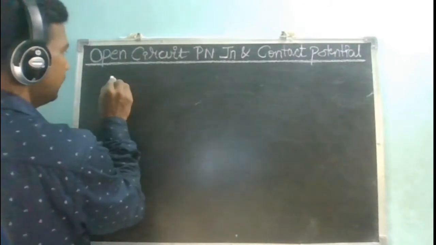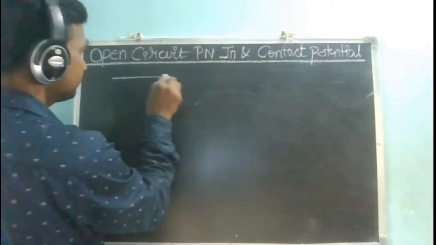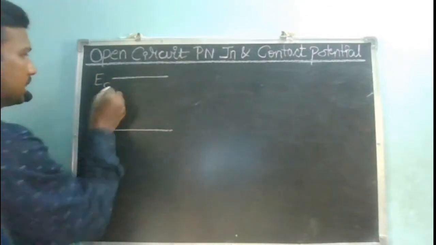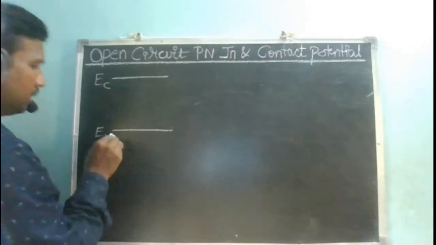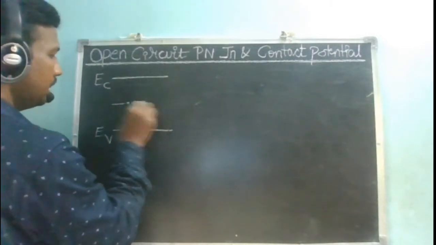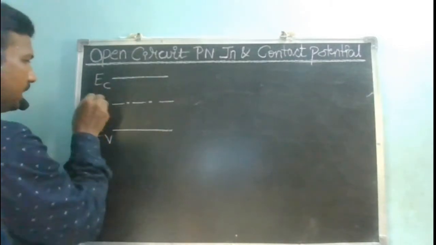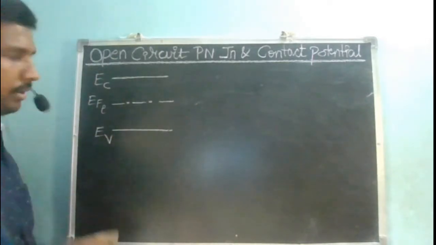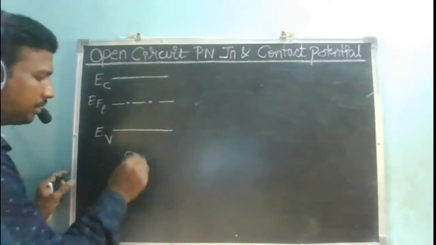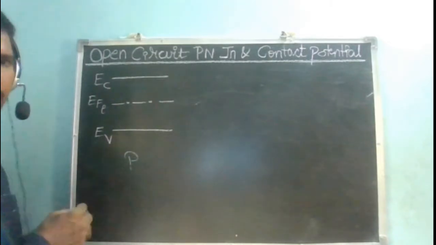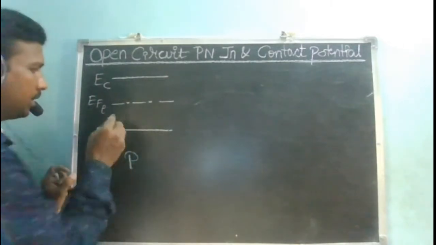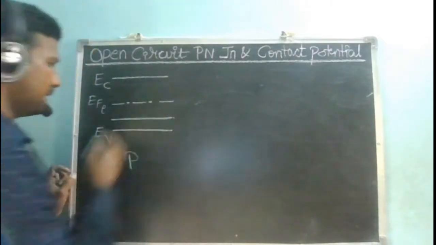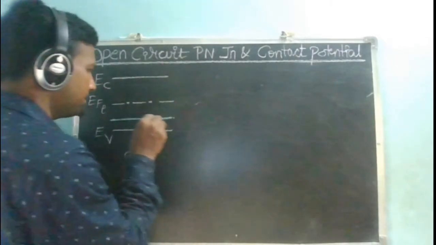I am showing the P type here, with EC, EV, and the intrinsic semiconductor level EFi. Where is my Fermi level in the case of a P type semiconductor? Above EV. Let us say that above EV my Fermi energy level is there. This is my Fermi energy level, EF.